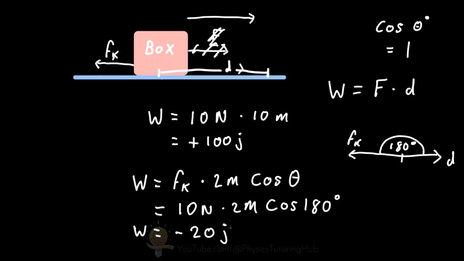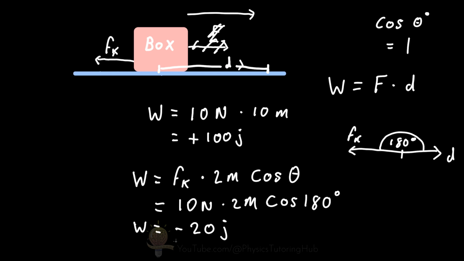Now this is only an example here, but what I wanted to illustrate was this negative term here. The sign of work can be positive, which means we're adding energy to the system, the box in this example, but the work can also have a negative value, which means we're taking away energy from the system.